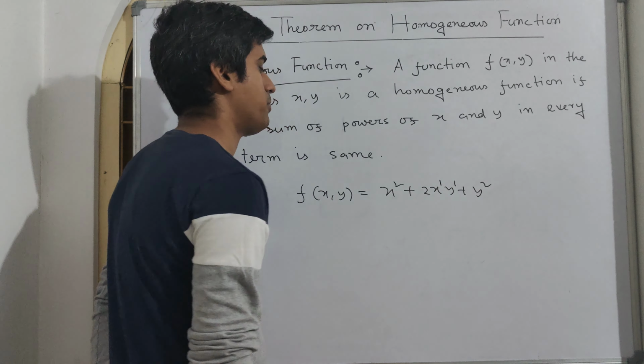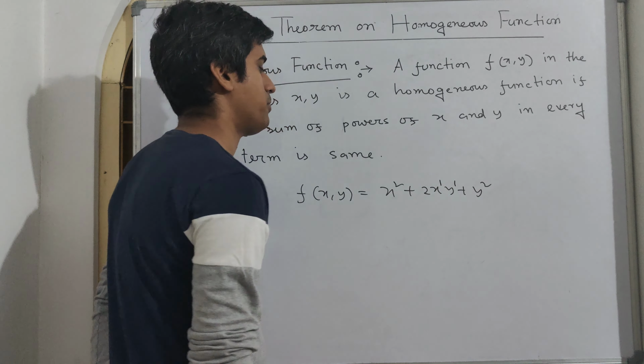Now we will discuss Euler's theorem on a homogeneous function f(x,y). This is the statement of the theorem. If u equals f(x,y) is a homogeneous function of x and y of degree n, then x into del f by del x plus y into del f by del y equals nf equals nu. Now we will give an example.